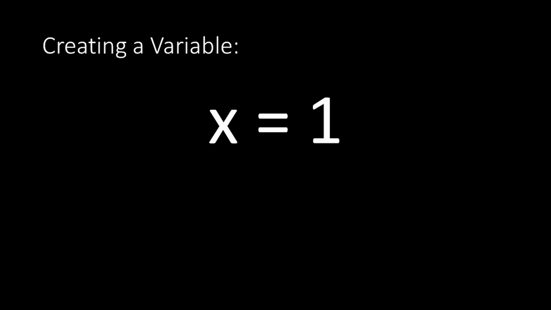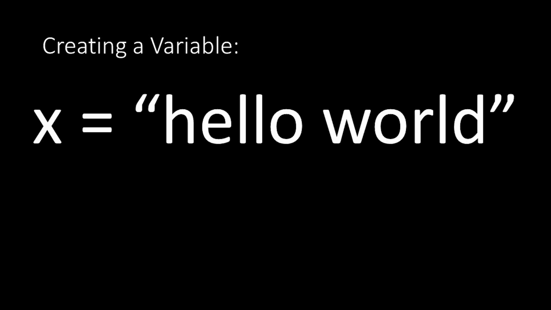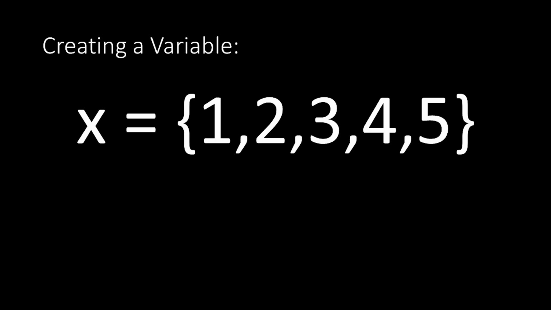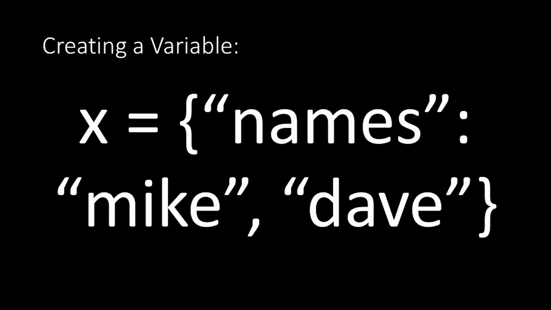You create a variable by naming it, adding the equal sign, and then writing whatever you want stored in the variable. Words will need quotation marks. Lists will need square brackets. Sets will need curly braces. And dictionaries also have curly braces, but the name of the dictionary will be followed by a colon inside the curly braces.